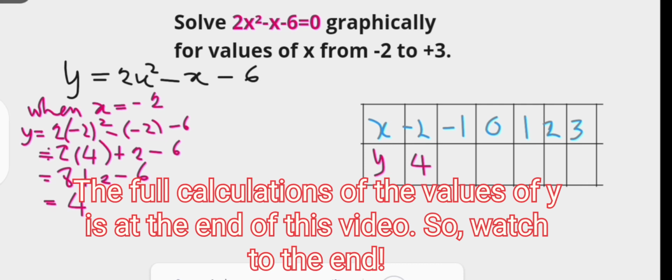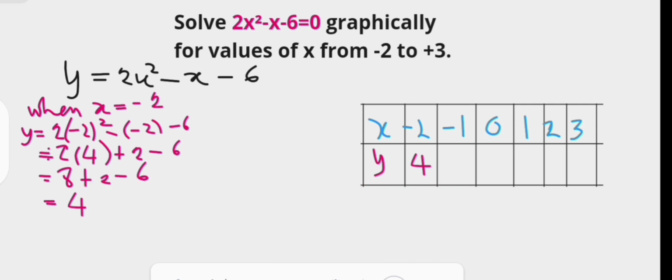Now, we are going to skip that step and supply the values. You can calculate to confirm. When x is -1, y is going to be -3. When x is 0, y is going to be -6. When x is 1, y is going to be -5. When x is 2, y is going to be 0. And when x is 3, y gives 9.